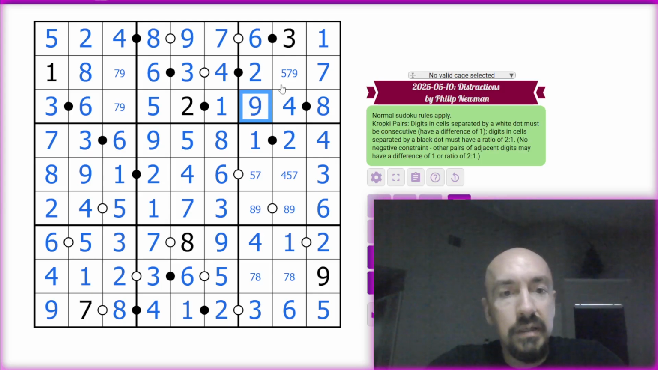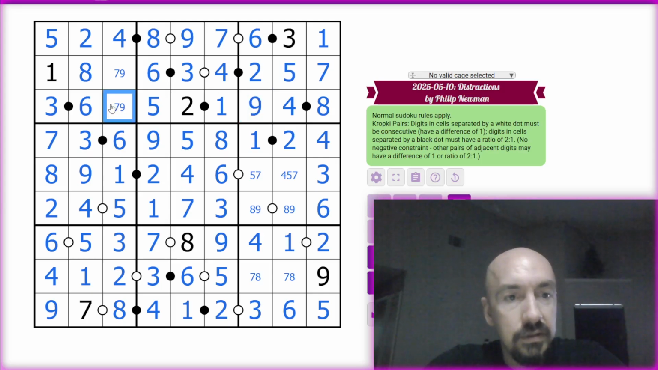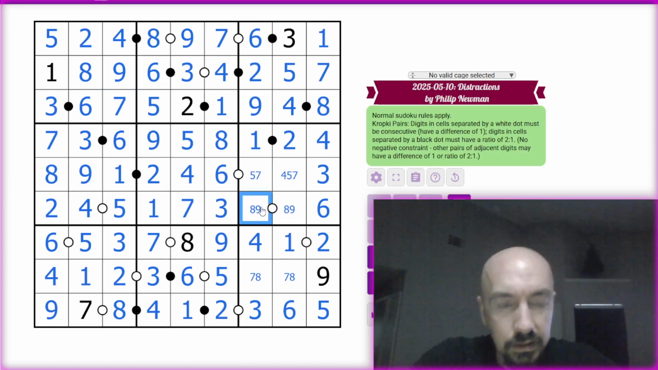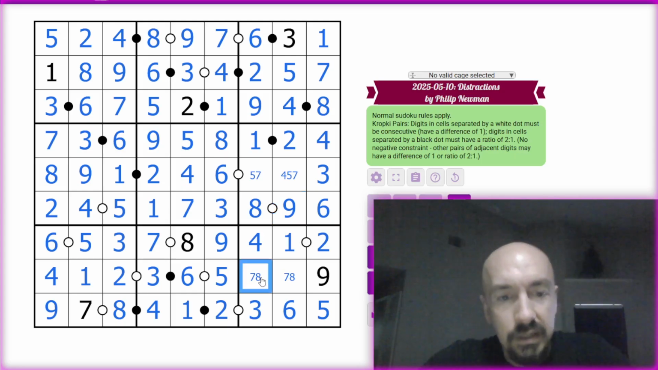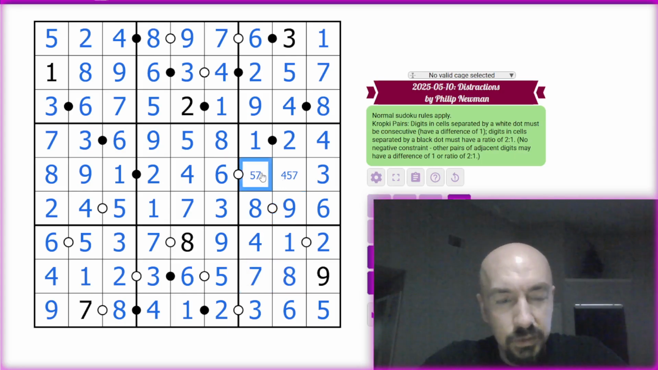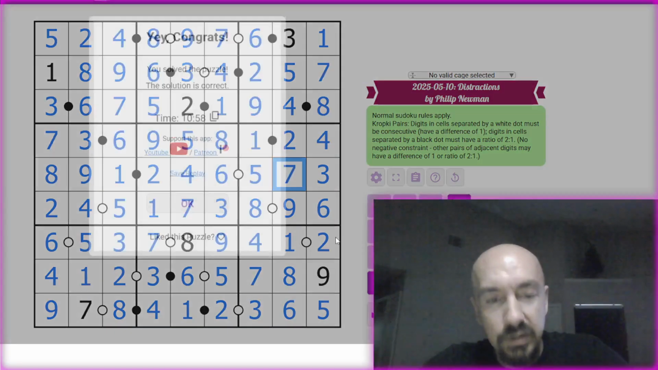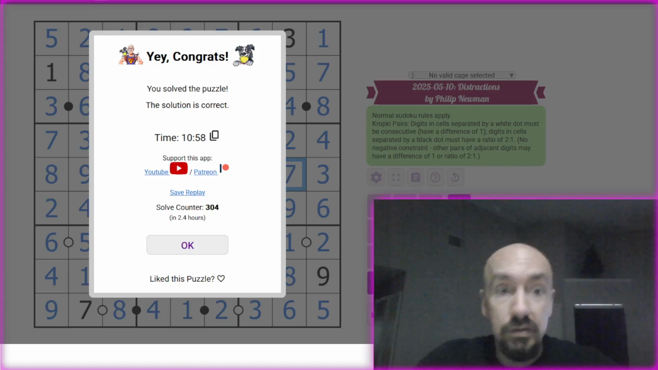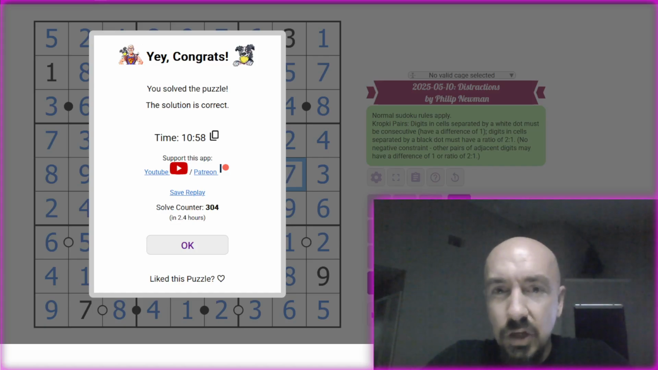This is a 9, so that's a 5. This is now a 7, 9. This is 8, 9. That can't be an 8, so it's a 7, 8, which puts this as a 5 and finish it off with a 7. Oh, goodness. That was a little tougher than I was expecting. Good job, Philip.